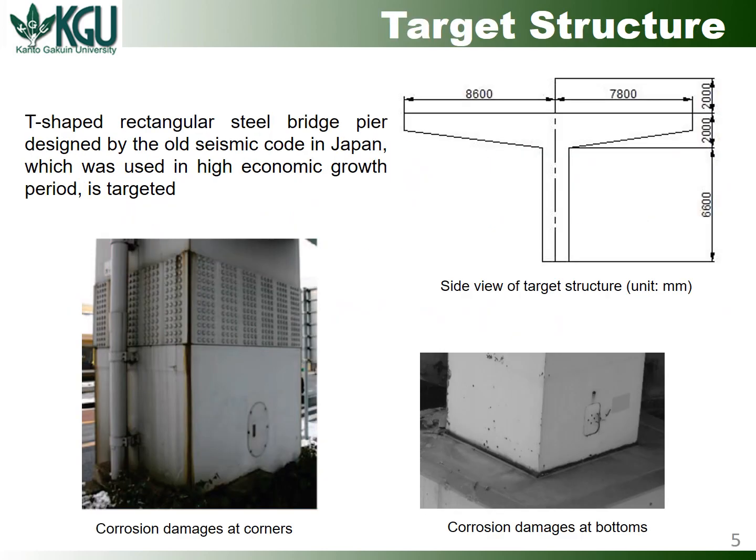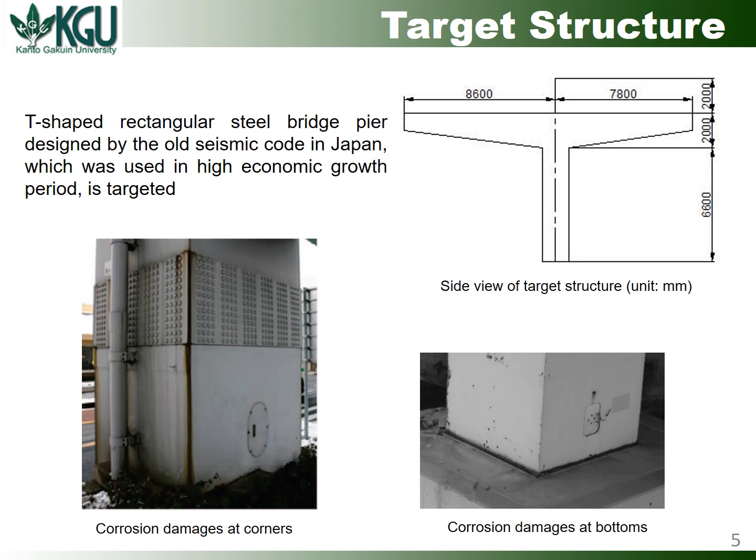Here is the target structure used in this study. We consider the T-shaped rectangular steel bridge pier designed by the old seismic code in Japan, which was used in the high economic growth period. The description of the target pier is shown in the right top figure. The original length of the target pier is about 9 meters.